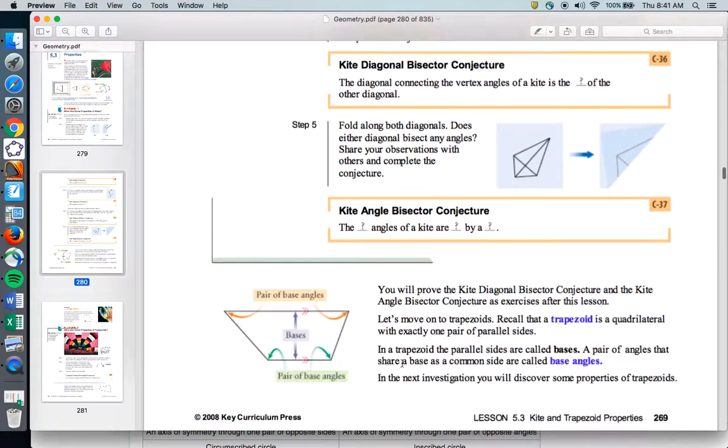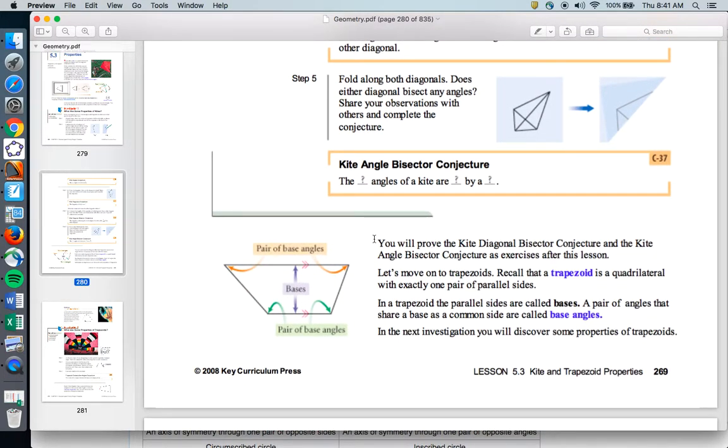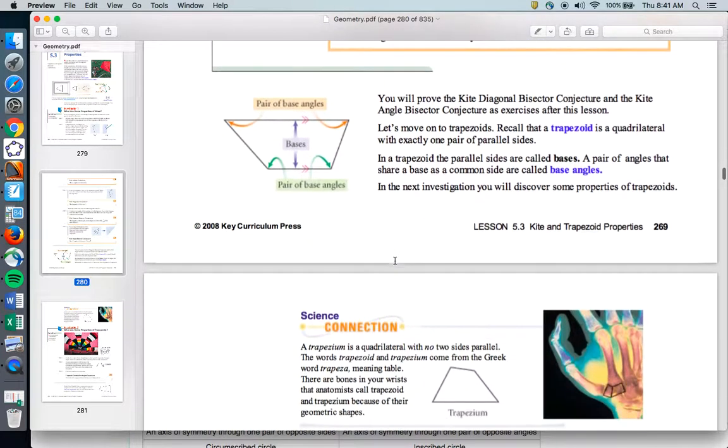All right, so that's it for kite properties. Lots of stuff there. I'm going to cut this video and then we'll talk about trapezoids.